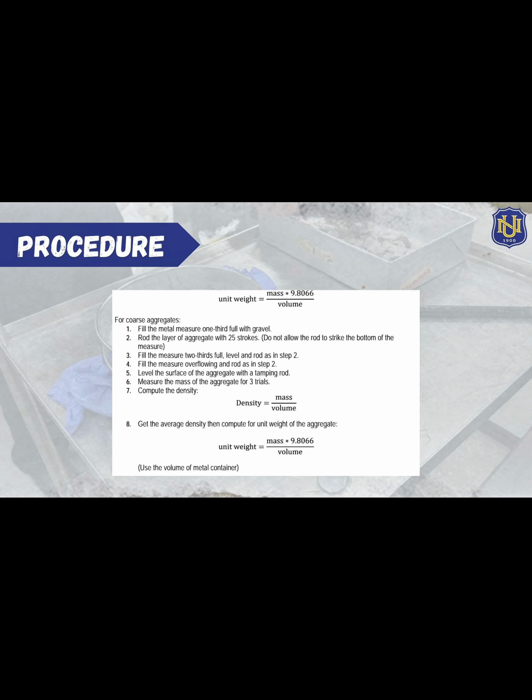The surface was then leveled using the tamping rod. The mass of the gravel was measured for 3 trials. The density was computed using density equals mass over volume. Finally, the average density and unit weight were calculated using gamma equals m times 9.8066 over v. The volume used in the calculations was based on the volume of the metal container.